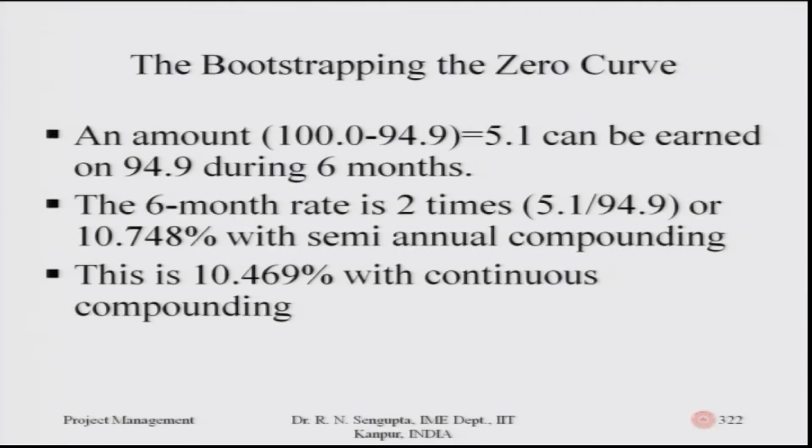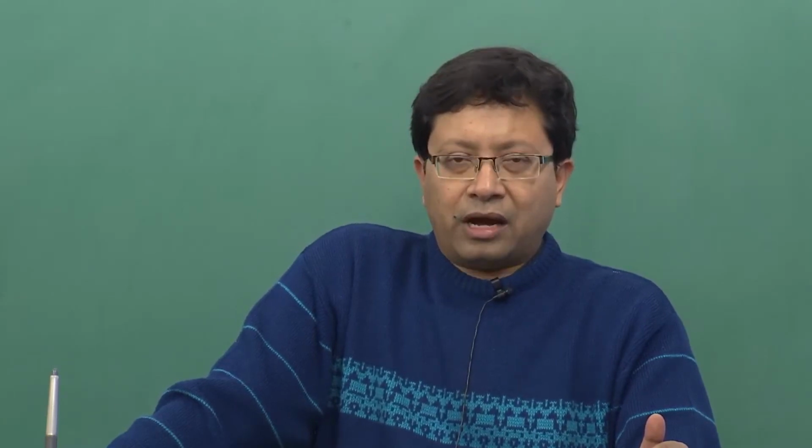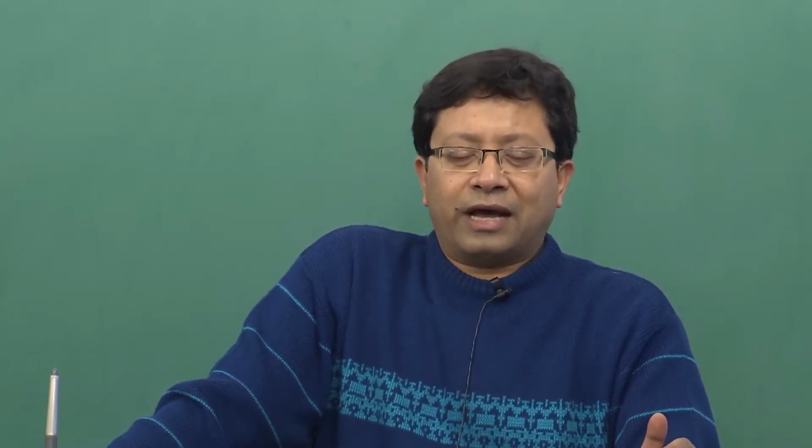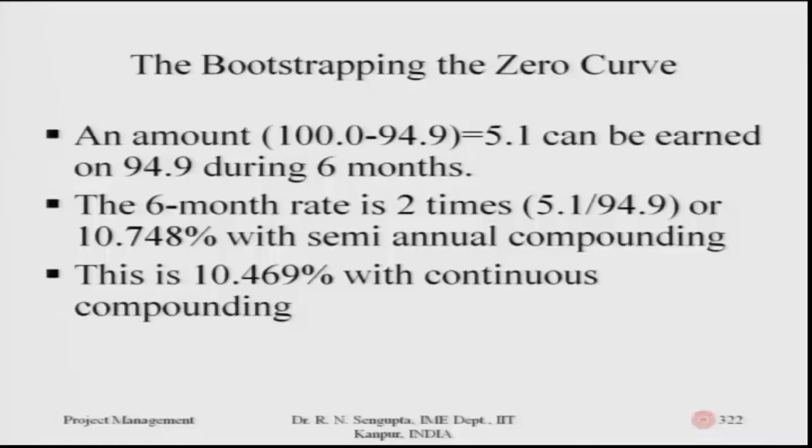Now if you see the table, the face value of the payment is 100, and 94.9 was the actual value you would be getting, corresponding to the fact that there would be 6-month payments happening 2 times in a year. If you see the bullet points, an amount of 5.1, which is the difference between 100 and 94.9, can be earned. That amount can be earned based on what value? That value is 94.9. So, if I want to find the ratio or interest rate, it would be 5.1 divided by 94.9.